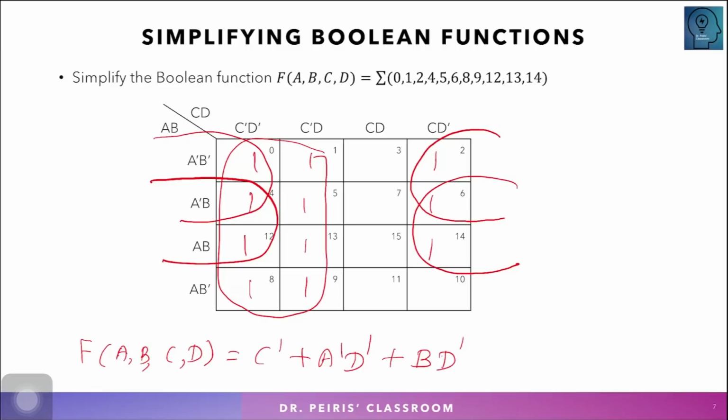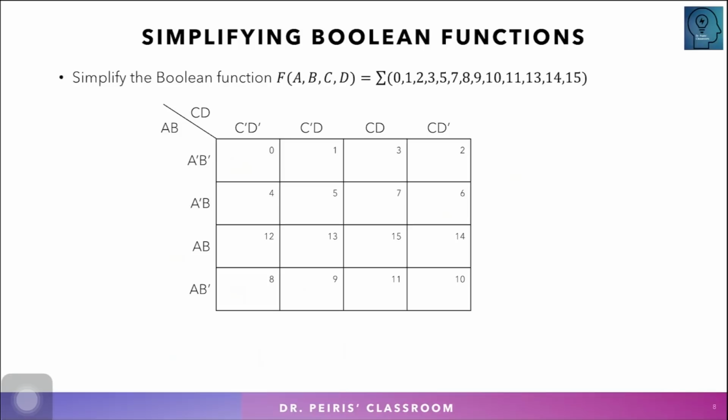It is very easy to get it wrong, so make sure that you try to group as many ones as possible in a single group, and that it has to be a power of 2. And don't forget that the first and the fourth columns are adjacent, as well as the first and fourth rows are adjacent. Let's see another one. 0, 1, 2, 3, 5, 7, 8, 9, 10, 11, 13, 14, 15. Okay, how do we group this one?